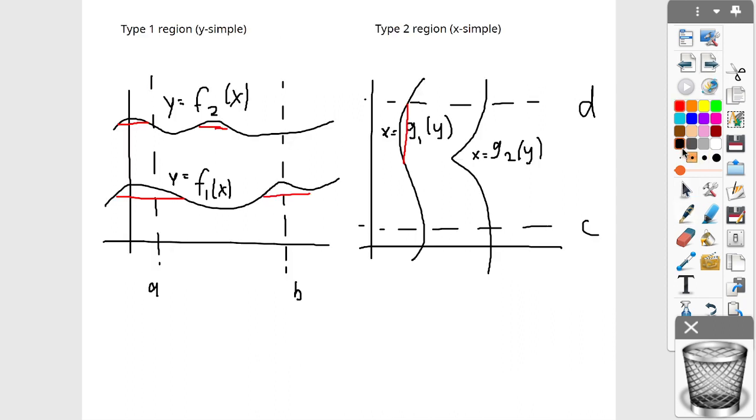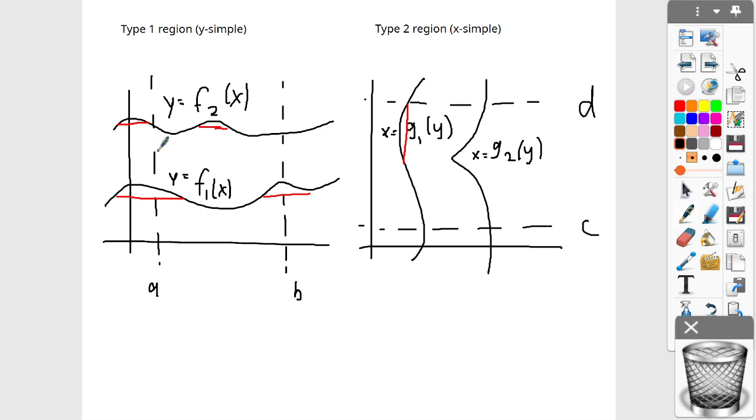So before I continue, I have to explain two terminologies: type 1 region, also known as Y simple, and type 2 region, which is also known as X simple. So what is a Y simple region? A Y simple region is a region whose boundaries are two y equals functions. They are not two functions of y. I said that so many times last time that I had to scrap that video and make a new video right now.